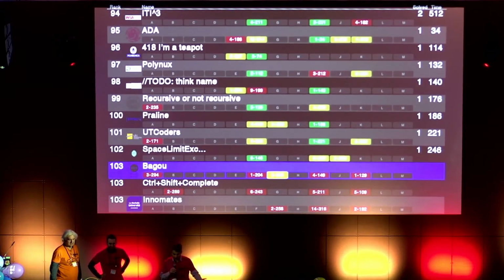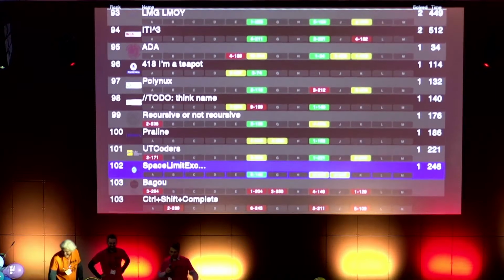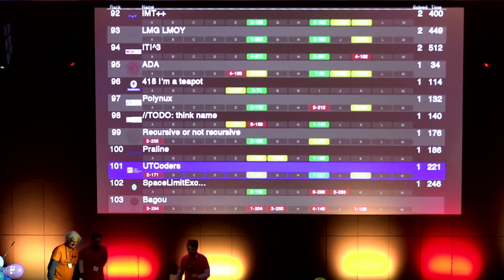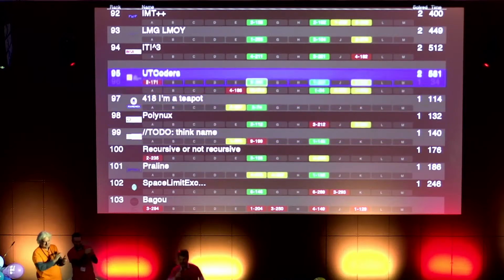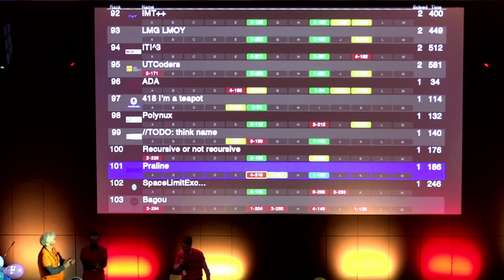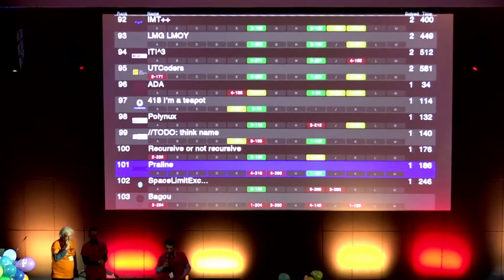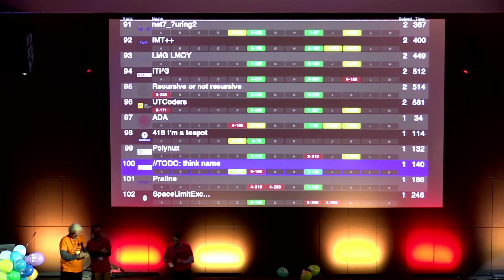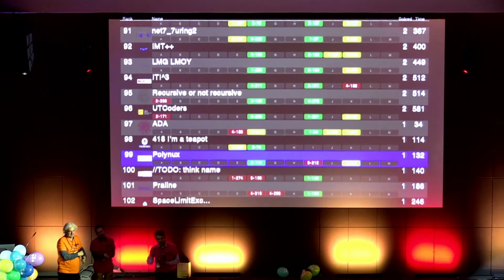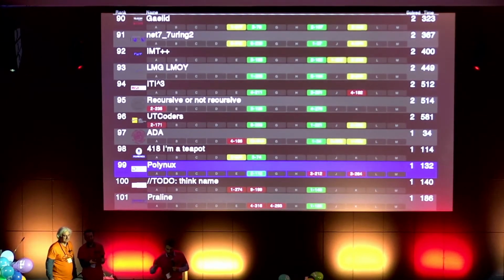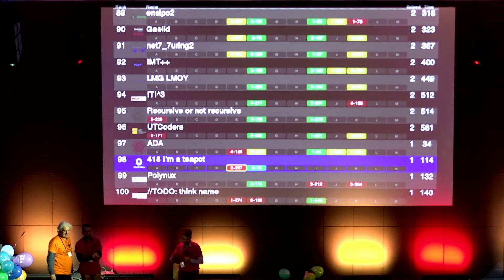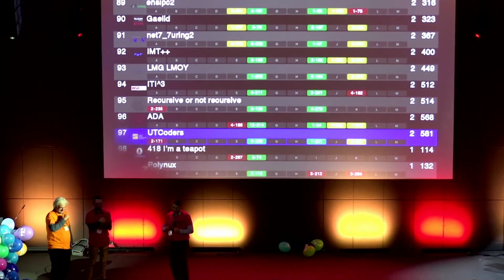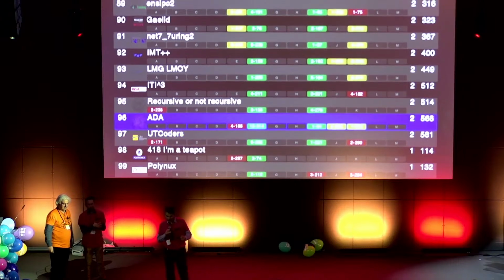Bagoo. A. Come on. And G? No. Oh, okay. Space limit. Okay, and G, no, and X, code, yeah! Oh, bravo. Yes, and Praline, F, G, no, okay. Oh, no. Recursive or not recursive? Yes. To do thing name, E, no. Polynux, no, 418 empty bot and D, no, Ada, okay. Let's see. Good. Yes, and the last one, okay, 2 problems solved.